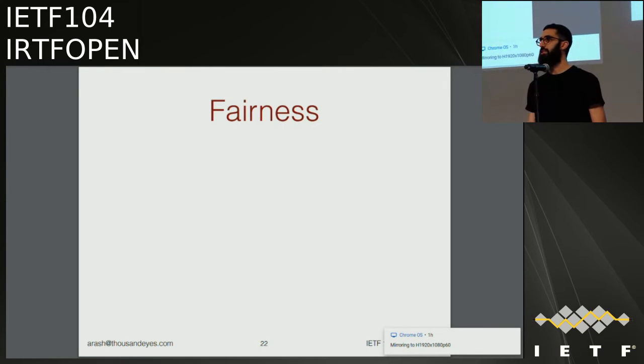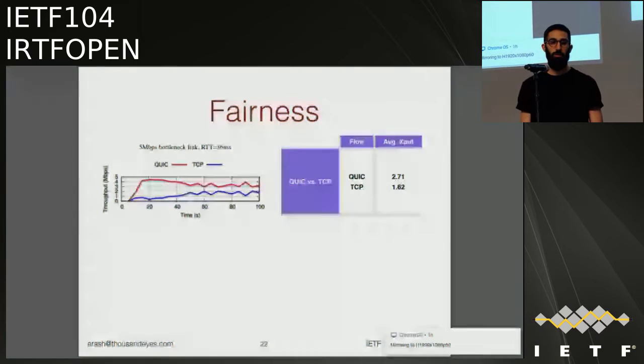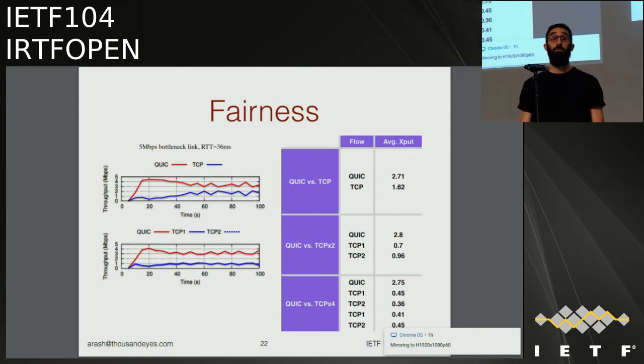So we made TCP and Quick compete with each other over bottleneck bandwidth, and we actually found out that Quick is not fair to TCP. We found out that Quick is taking more than its share of bandwidth. We repeated that experiment when Quick is competing with multiple TCP flows, and we still got the same results.